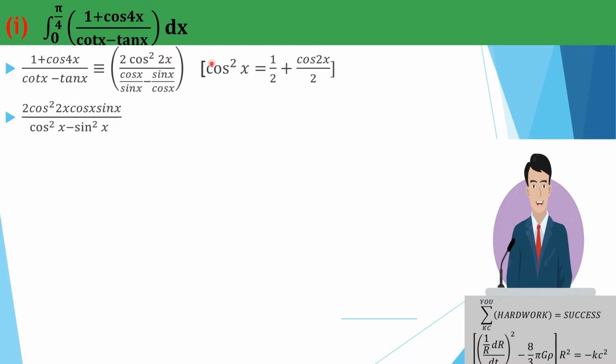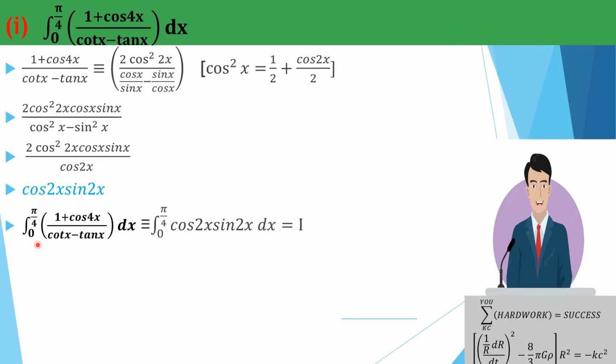The numerator then completely simplifies in the denominator to basically cos squared x minus sin squared x. Remember that is cos 2x. The numerator of course just stays the same. Then this 2 in front, times cos x times sin x, is basically sin 2x. So we are left with cos squared 2x over cos 2x, which gives us cos 2x, and then sin 2x.